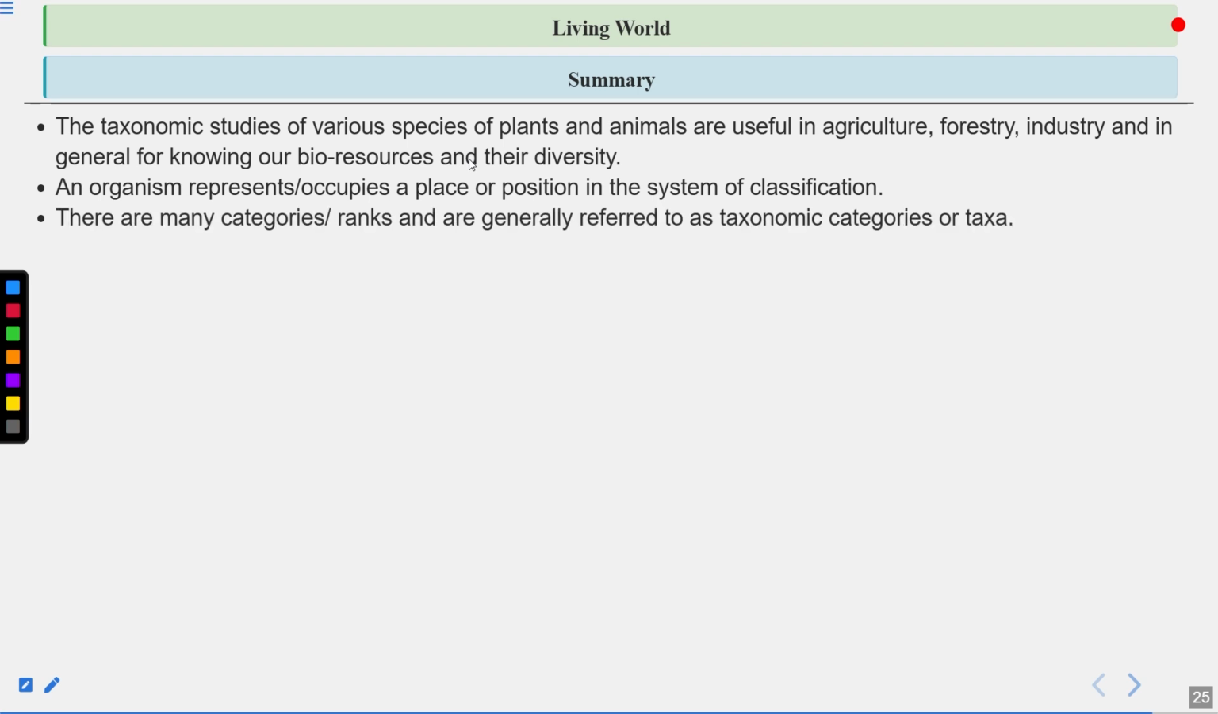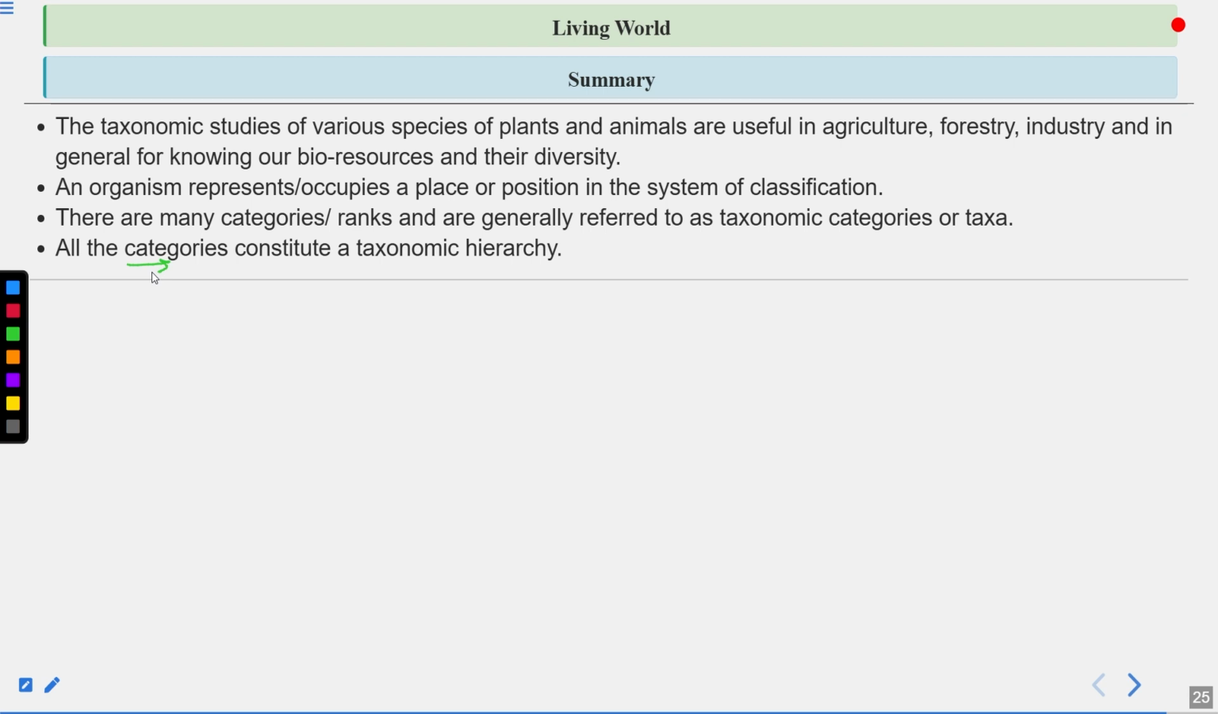There are many categories or ranks and are generally referred to as taxonomic categories or the taxa. Taxonomic categories are also known as the taxa, and a taxon represents a rank or a level of that organism in the taxonomic hierarchy. All the categories constitute a taxonomic hierarchy. The lowest most taxon is species and the highest taxon is kingdom.